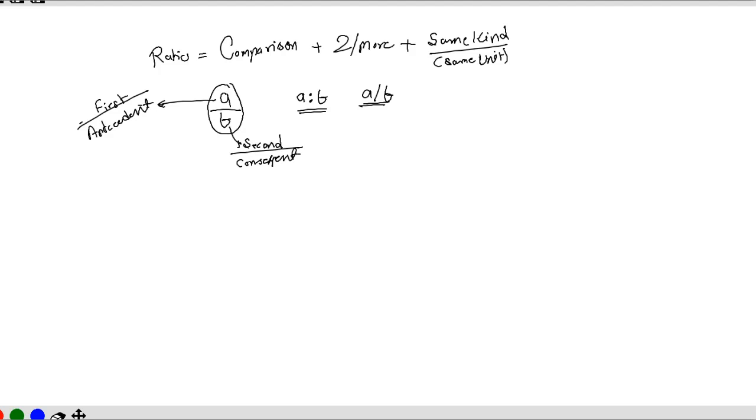So एग्जाम में आपको पूछ सकते हैं कि what is the antecedent in 5/6 ratio. So antecedent means the first term, that is the 5, and the consequent in this ratio is 6, that is the consequent, second term.